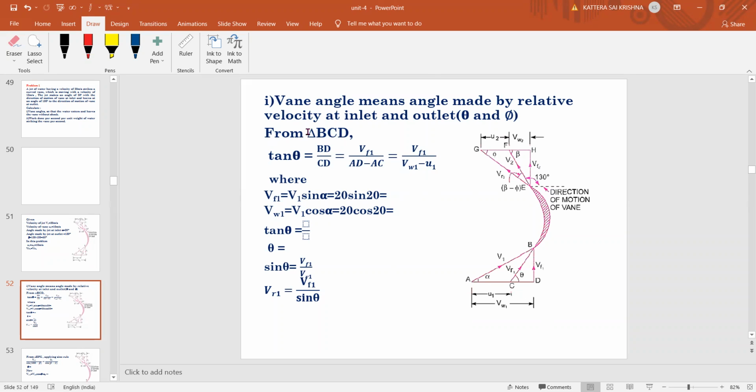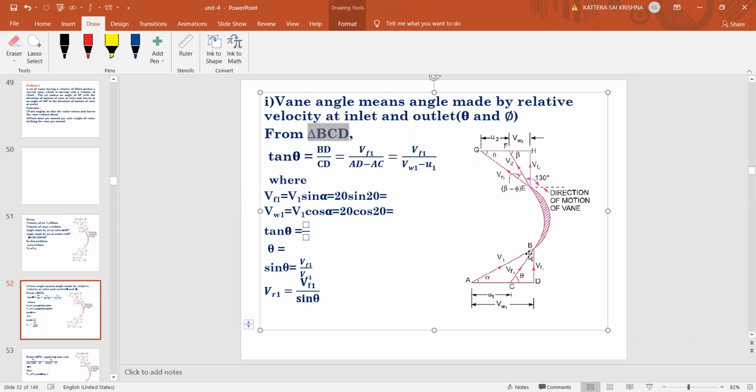Now see the triangle BCD. It is a right angle triangle. So tan theta equals opposite side by adjacent, sine theta equals opposite by hypotenuse, cos theta equals adjacent by hypotenuse. Anything you can use. Since I want to find the unknown VR1, the other values we can find by using V1 and alpha. How do we get VF1? VF1 equals the vertical component of V1, which is V1 sine alpha. So we found VF1.